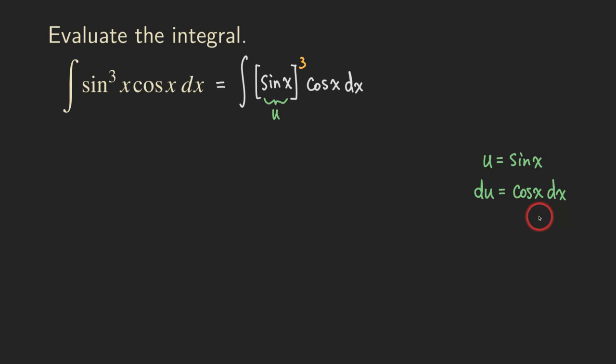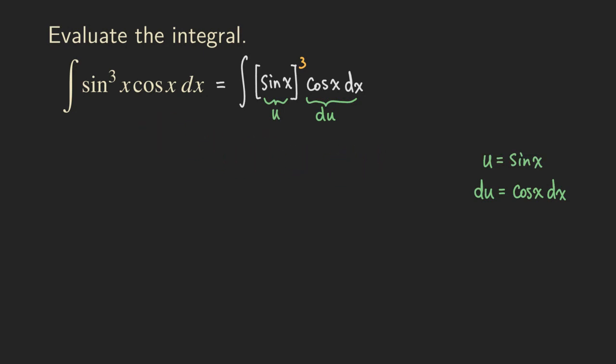And do we have that right there? We actually do have that. That's cosine x dx right here, so that's really just our du. Now we just need to make all that substitution going back to this integral here.